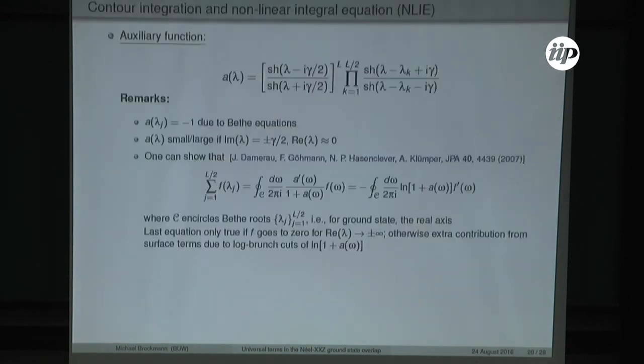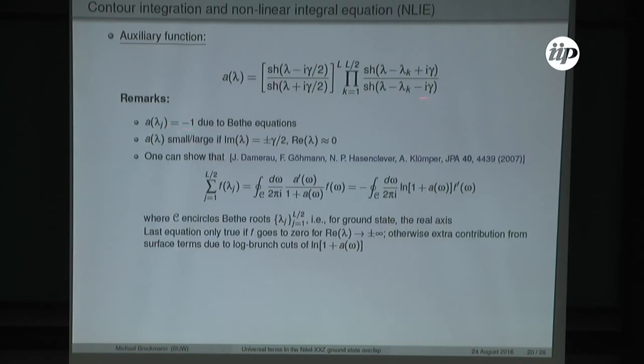So now we come to the analysis of the prefactors. We define an auxiliary function, A of lambda, in the usual way. This is the whole business of this quantum transfer matrix method. And the main property of this function A is that if you plug in a beta root, it is just -1 due to the beta equations.